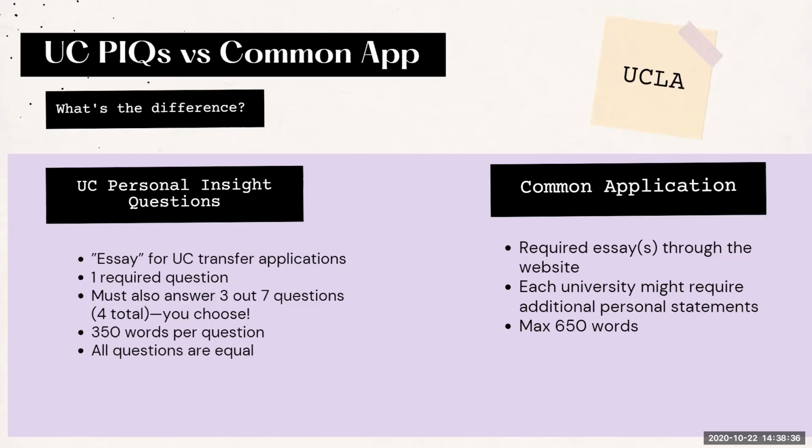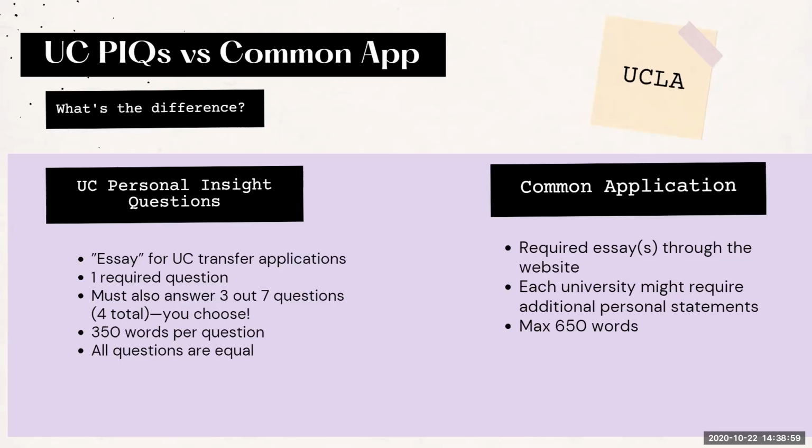So if you are primarily applying to private schools or out-of-state schools, just keep in mind that you will have to keep track of each institution's individual personal statement requirements, because some of them might require 1 or 2 more statements in addition to the required essays by the Common App.